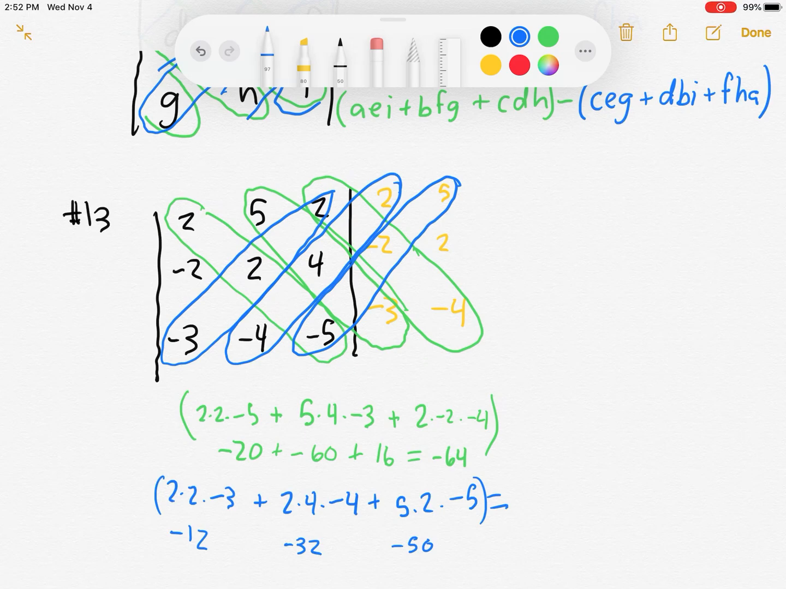So we add them together. We get 44 minus 50. So that becomes -94. So now we have -64 minus -94, which becomes +30.